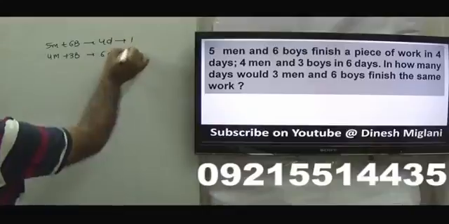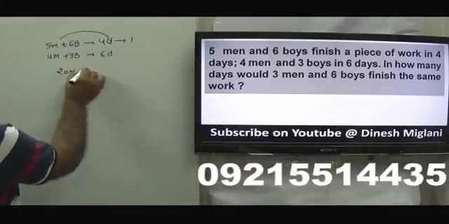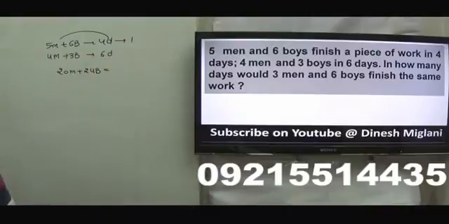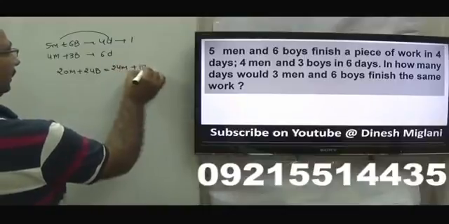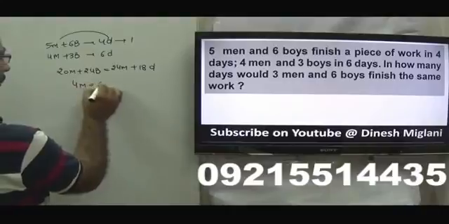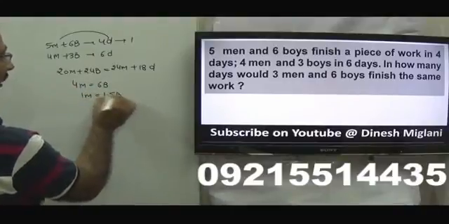If they want to do the work in 1 day, the capacity required is 20 men and 24 boys. Similarly, if they want to do the work in 1 day, we can say 24 men plus 18 boys, right? What I can say now is that 4 men equal 6 boys, or 1 man equal to 6 by 4, 1.5 boys, right?